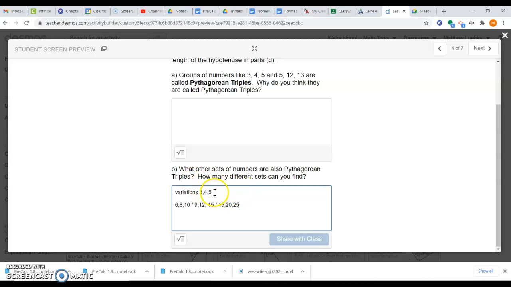Okay? They're all 3, 4, 5 Pythagorean triples, just varied in different ways. This one here is multiplying by 2. This one here is multiplying by 3. This one here is multiplying by 5.